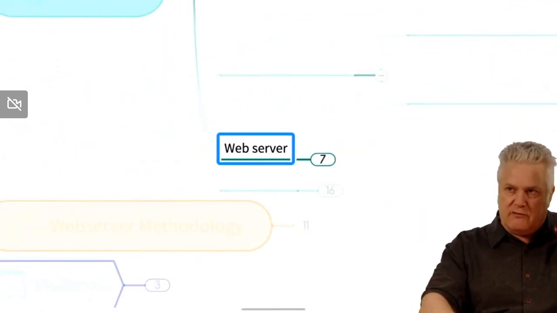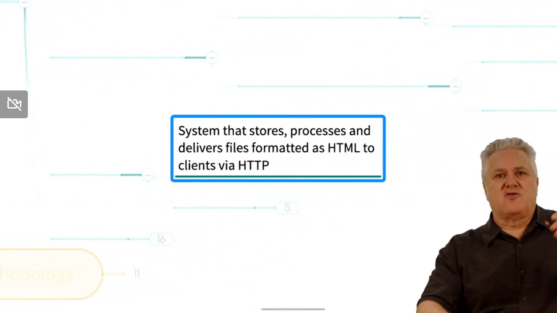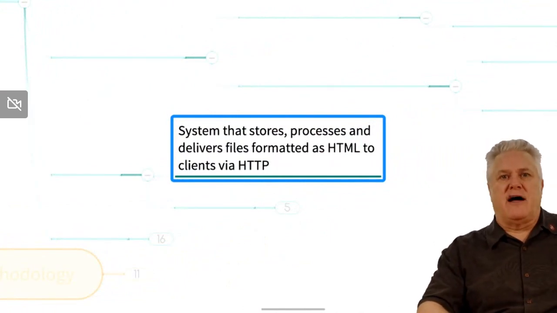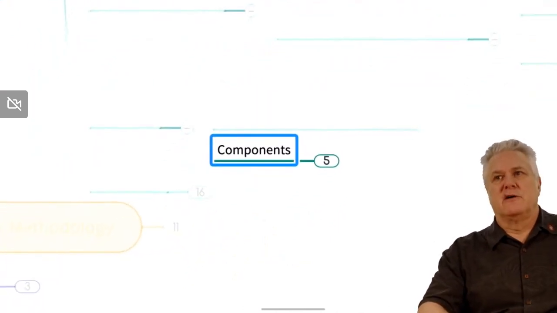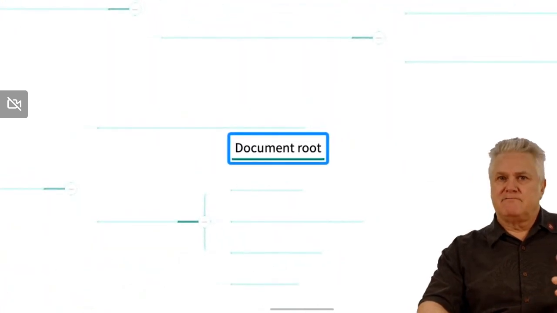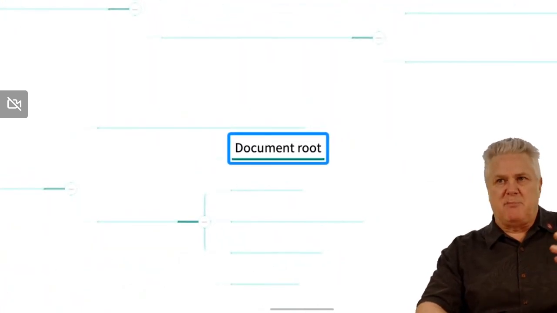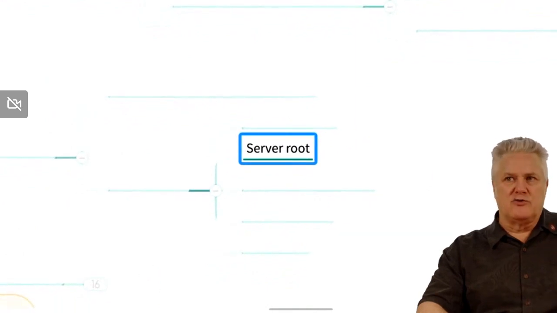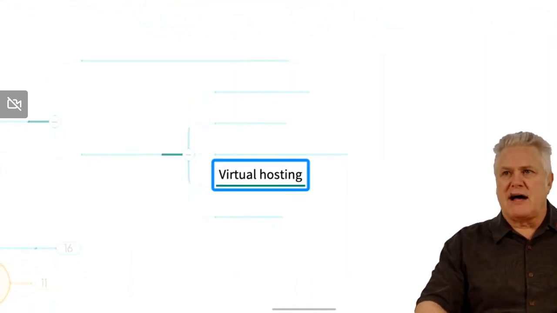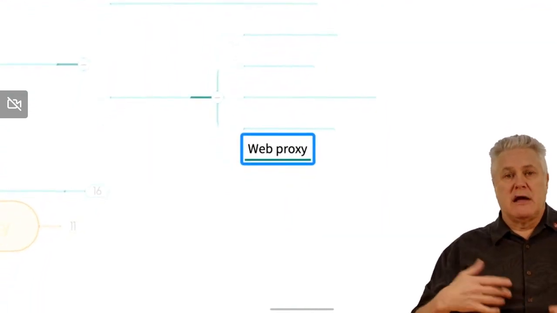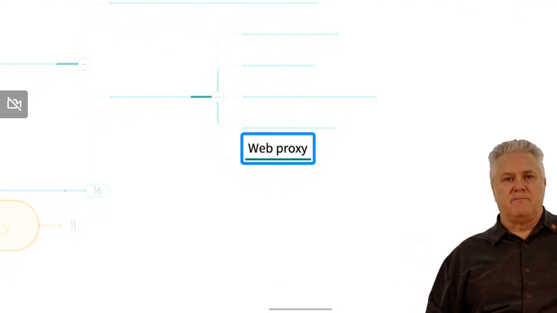So let's talk web server just for a second here. It's going to store, process, and deliver files. It is a file server. But the components can vary. Here's an example of a set of components, like the document root, the server root, the virtual document tree, the virtual hosting, and if there's a web proxy involved.